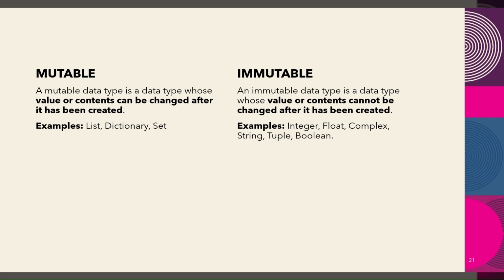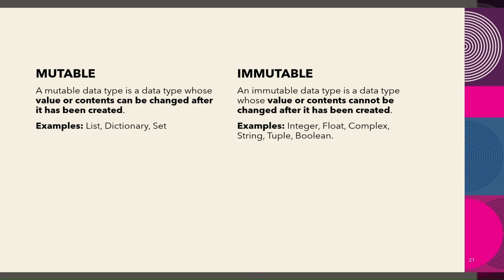And immutable data type would be one whose value or contents cannot be changed after it has been created. Your father's name, your mother's name, or you can say your roll number. These are immutable types. They cannot be changed whenever you wish. They are fixed values. Your Aadhaar number cannot be changed. Your voter ID number cannot be changed. So you can understand the difference between mutable and immutable like this.